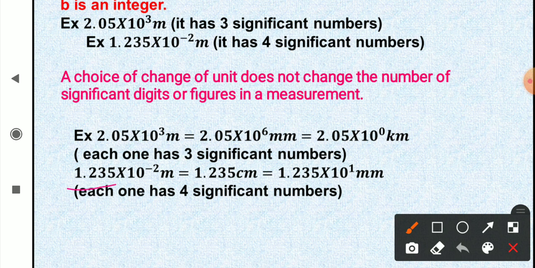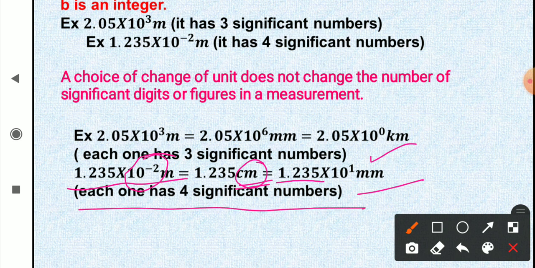Let us look at one more example. 1.235 into 10 raised to the power minus 2 meter. Now you know that 10 to the power minus 2 is centi. So you get 1.235 centimeter. And we can convert it to millimeter also. And to convert centimeter into millimeter, we have to multiply by 10. So 1.235 into 10, that is 10 to the power 1 millimeter. So each one has 4 significant figures.